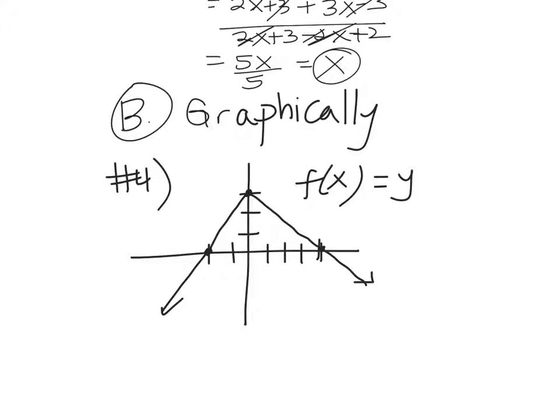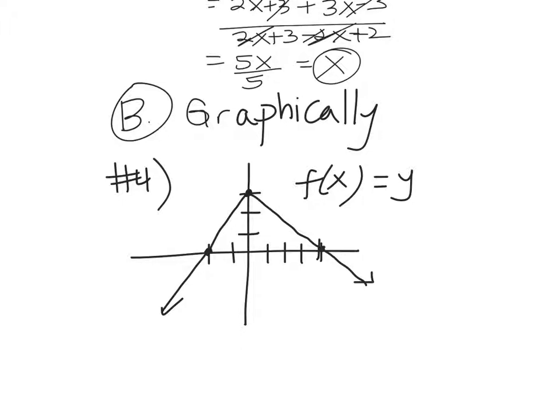1-to-1 means you pass the vertical and horizontal line test. This is not 1-to-1. But we can write its inverse. Its inverse is not going to be a function, but we can graph it. Okay? Here's how you do it. Do you remember what we did to find the inverse algebraically? What did we do? We switched x and y. That's what we're going to do here.